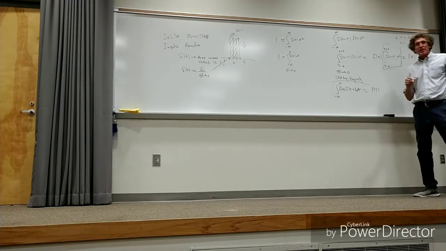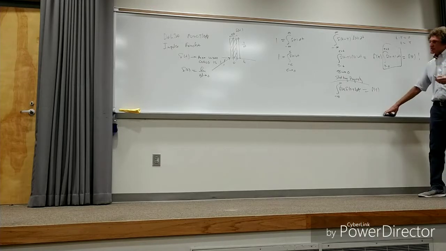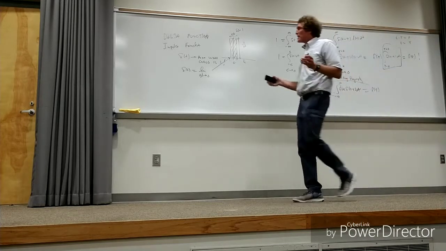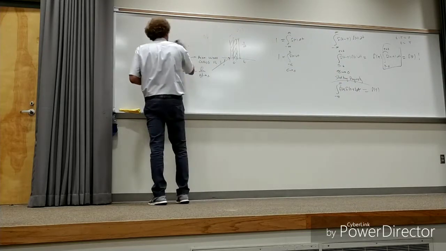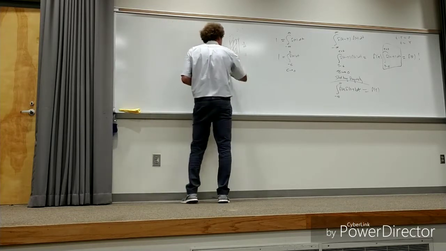You all see that, class? You're wondering why that's so important. It will become apparent later. Got that? That's the sifting property of the delta function. And it should make sense to you. Now that's the delta function. The next function we talk about is actually the integral of the delta function.